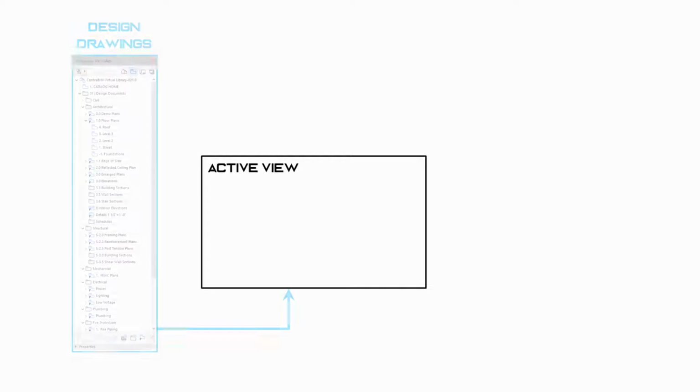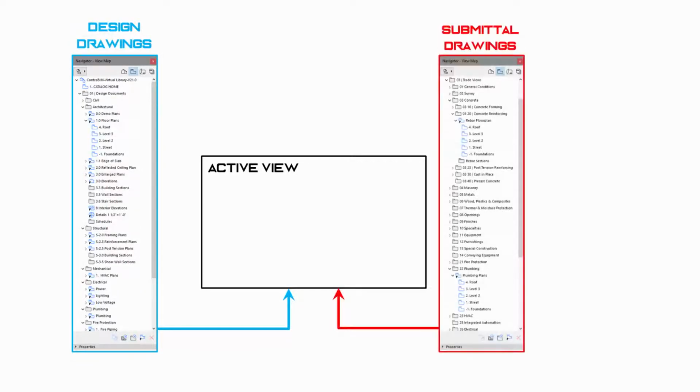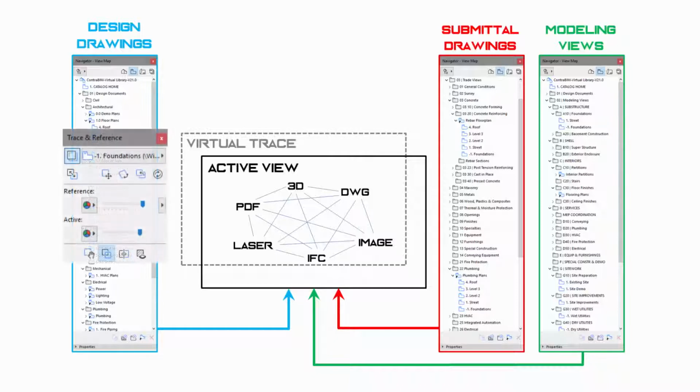Creating context is a really important part of the ContraBIM system, and how we do that is by bringing together different design drawings, submittal drawings, and merging that with all of our active modeling views within the system. So we have all these active views where we have different types of content that we can bring together, and we can perform virtual traces between all these different content types. Let's take a look at a few of them.